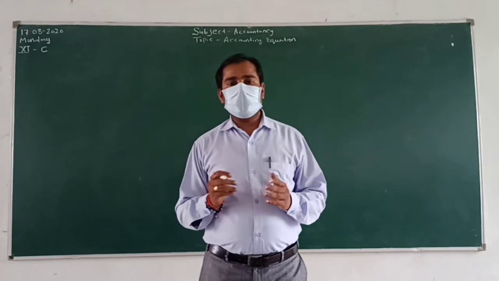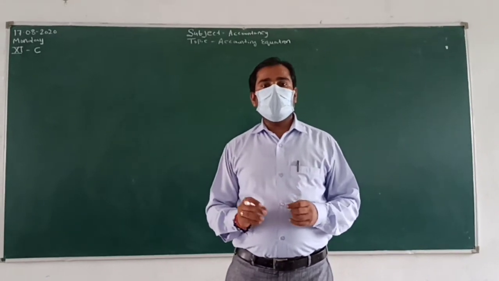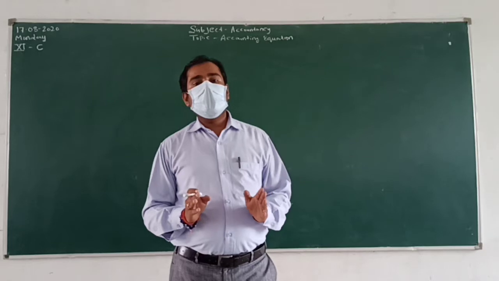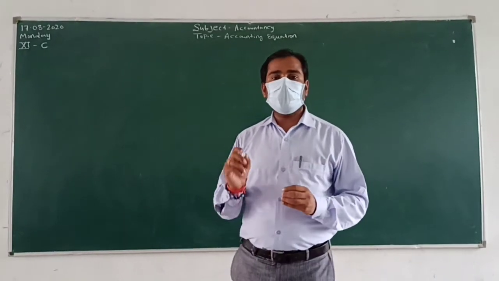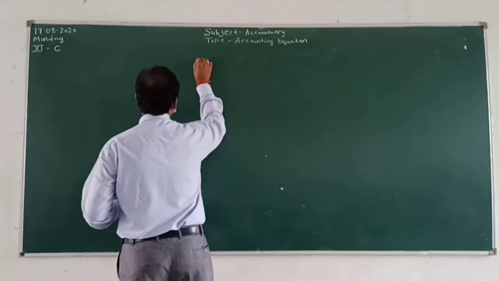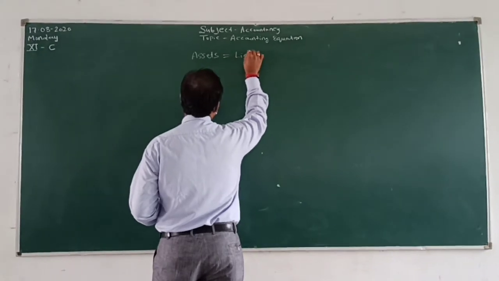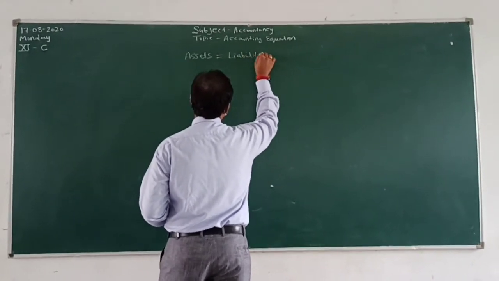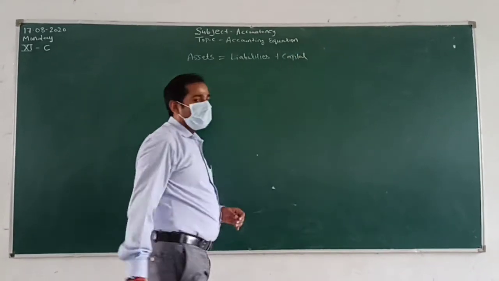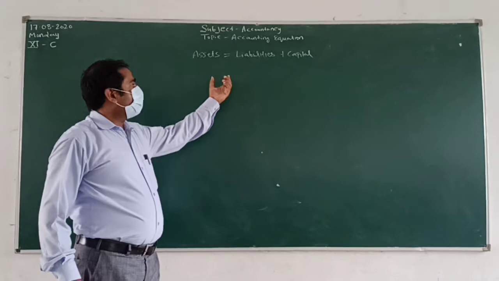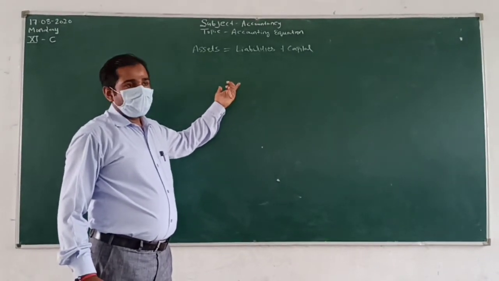In simple words, we can say that accounting equation is a mathematical expression to show the relationship of assets equal to liabilities plus capital, so that we get the formula: assets is equal to liabilities plus capital. Now we use this formula for obtaining the accounting equation.